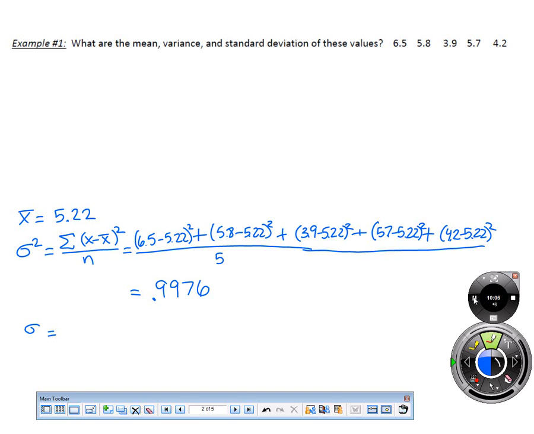I changed my mind about rounding to 2 decimal places. Instead, 4, because it would just round to 1, but I wanted you guys to see the difference between the numbers. So we should get 0.9976, right?